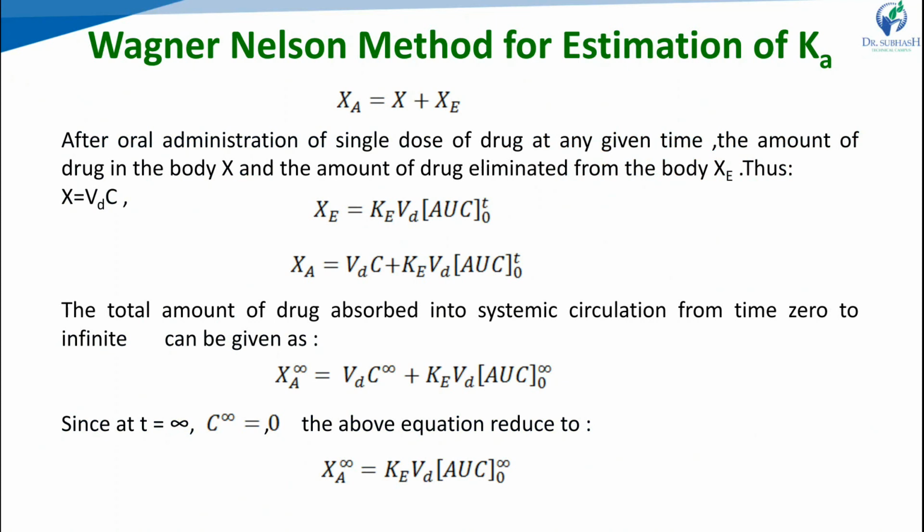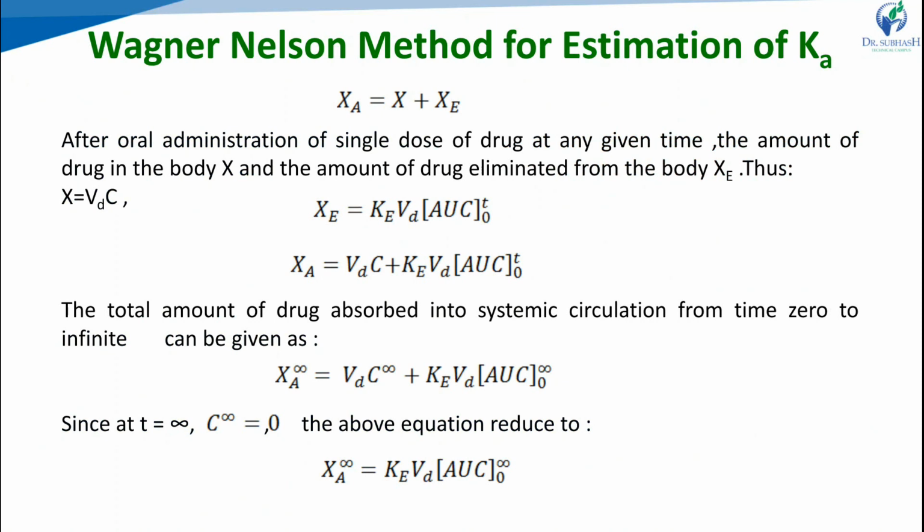Now the total amount of drug absorbed into the systemic circulation from time 0 to infinity is Xa infinity. So the equation becomes Xa infinity is equal to Vd times C infinity plus Ke times Vd times AUC 0 to infinity.